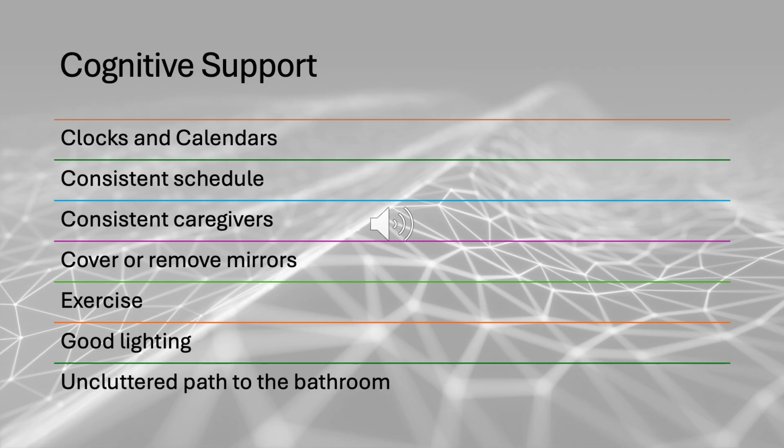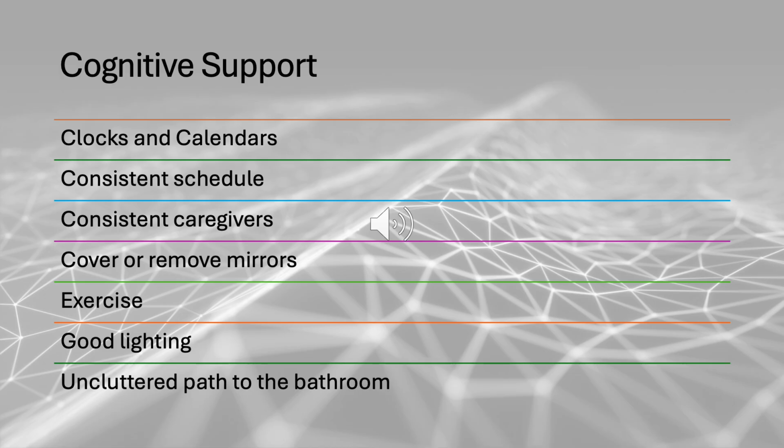To provide cognitive support, you want to have clocks where the clients can see them, and also calendars so that they can get an idea what time of day it is and what month it is. You want their rooms to have a calendar they can see and clocks, and if it's in a facility, the same thing. There should be calendars, clocks, and schedules. The patient should have a consistent schedule so they're doing the same thing every day, and that'll reduce anxiety. They should also have consistent caregivers.